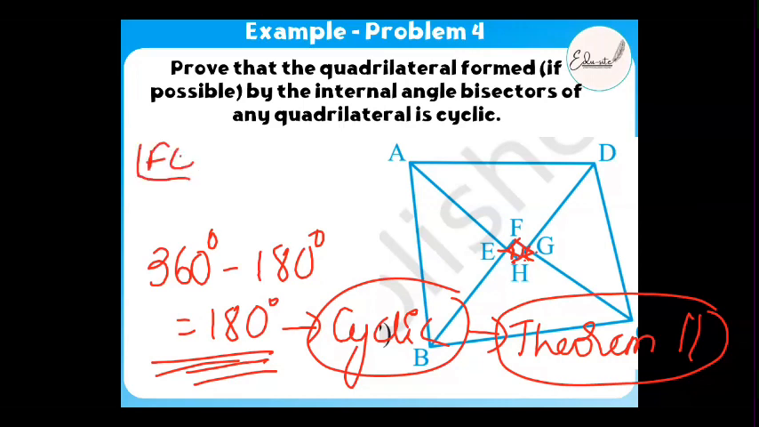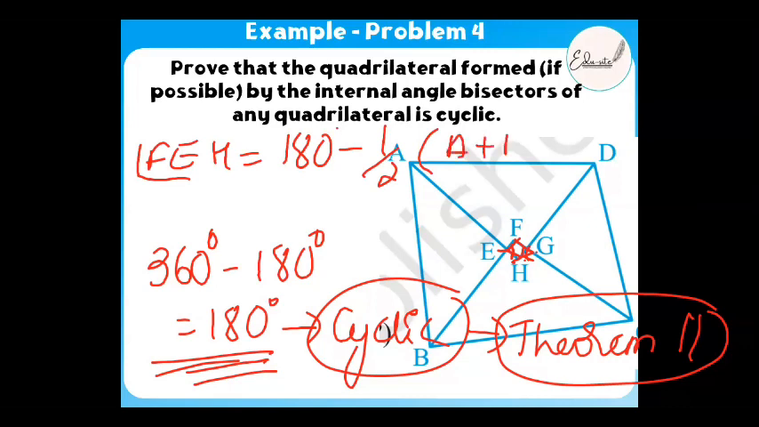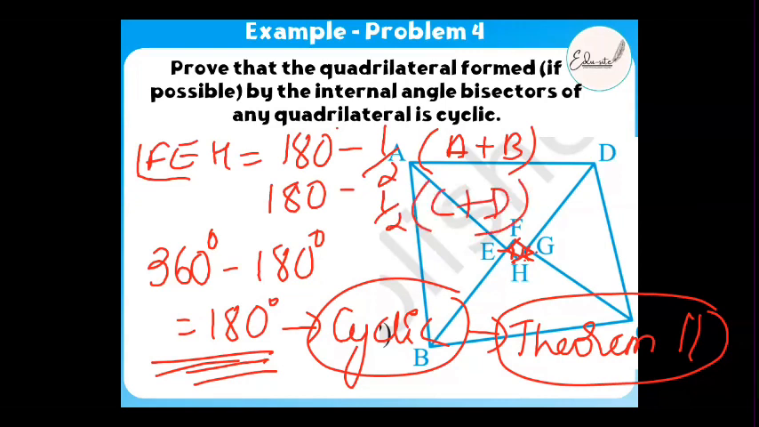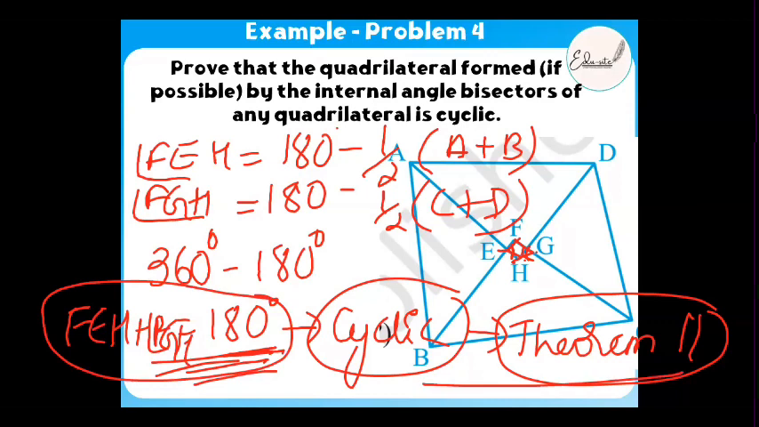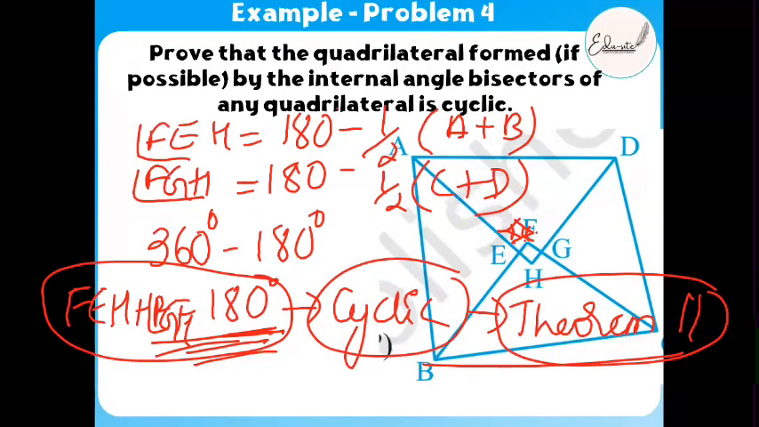Angle FEH we had first proved is equal to 180 degree minus half of A plus B. The next one was 180 degree minus half of C plus D. Whenever you add FEH plus FGH, you will get at last the equation as 180 degree. Fine. Then we already know from theorem number 11 that the quadrilateral is cyclic if the sum of the opposite angles is equal to 180 degree. Fine, beta? Any doubts still here?